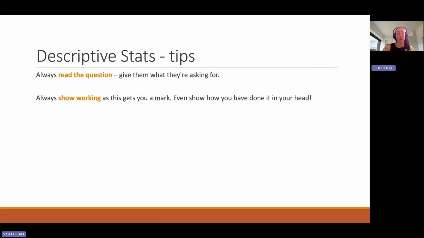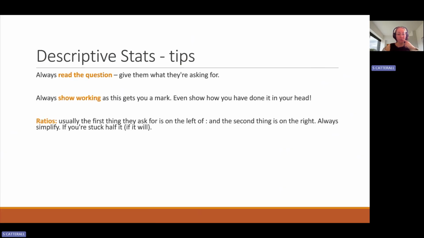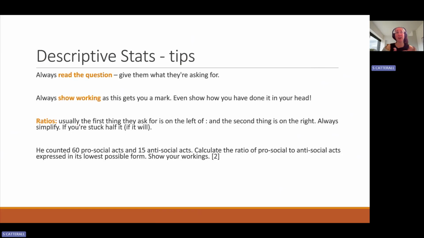Always show your workings out on any mathsy questions because you get marks for the working out. Even if you've done it in your head, still just write how you would do it as a working out so that they can give you those marks. For ratios, usually the first thing they ask for is on the left of the colon, and the second thing they ask for is on the right. So that helps you understand how you do your ratio. Always simplify it. Same with fractions, always simplify them. And if you're stuck, try and half it. That usually helps. If you can't half it, divide it by 5 or 3 or something like that, something easy. So, for example, we've got he counted 60 pro-social acts and 15 anti-social acts.